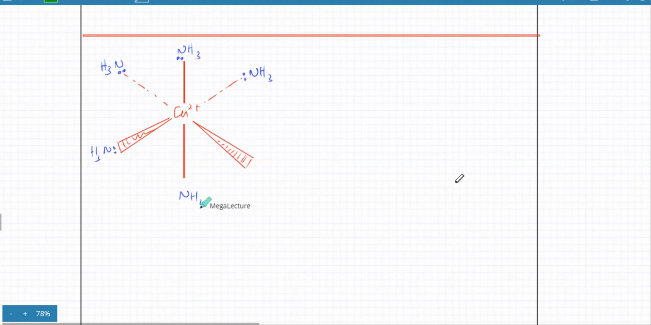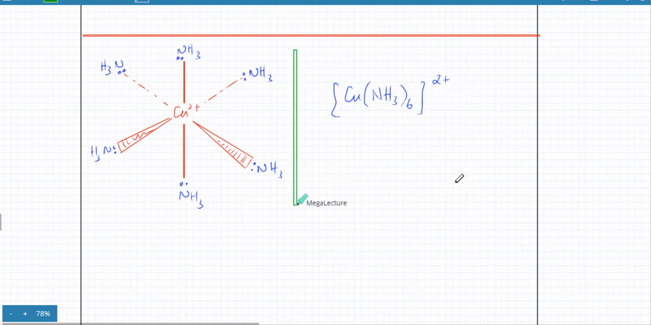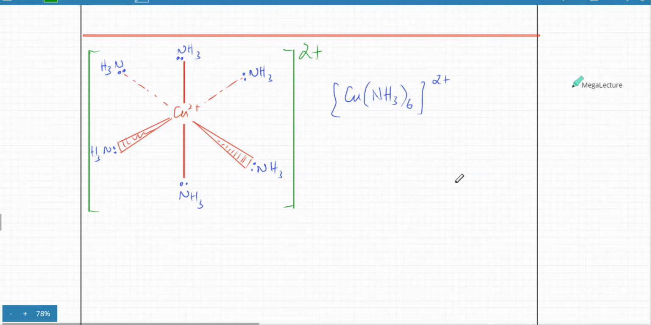Bringing the lone pairs, the lone pair on N is going to be attracted to the copper ion. And again, this entire thing would be written as Cu with 6 NH3s. The overall charge is going to be 2 plus because NH3 doesn't have a charge. So the overall charge on this entire thing is 2 plus. And this appears deep blue in color.